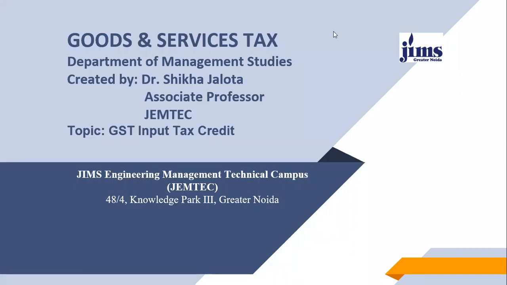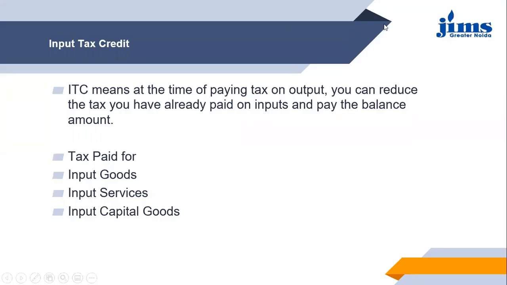Today's topic is input tax credit. Now, as we all know, ITC means that at the time of paying tax on output, you can reduce the tax you have already paid on inputs and pay the balance amount. In this way, we can use the credit of the tax that has already been paid by the recipient to the supplier at the time of paying taxes on the input supplies, and this credit can be utilized by the recipient when he is making his output supplies, or you can say outward supplies.